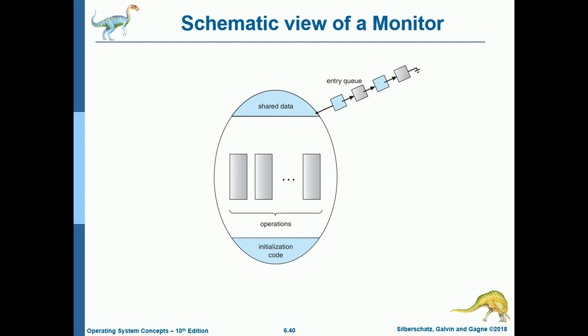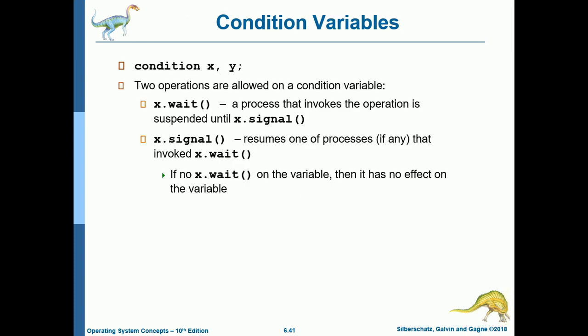So the schematic view of a monitor. So for this figure, the monitor construct ensures that only one process at a time is active within the monitor. Consequently, the programmer does not need to code this synchronization constraint explicitly. So the condition variables, another synchronization tool.